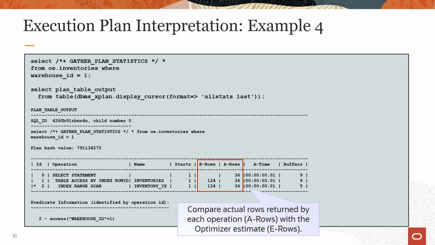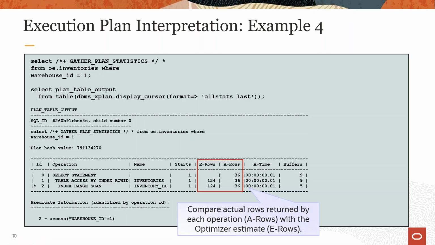There is even a fourth example, where I have a select statement. I'm displaying the execution plan, and this is the execution plan that is generated. Now, it is very easy to determine what he will do first. He will start with an index range scan of the inventory index, and the row IDs that are picked up via that index will be used to access the table inventories, and the rows that are accessed are returned to that select statement.